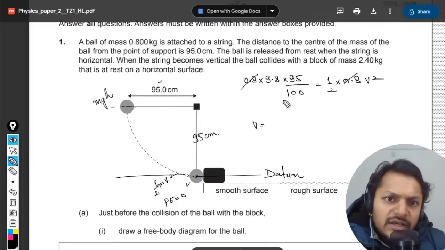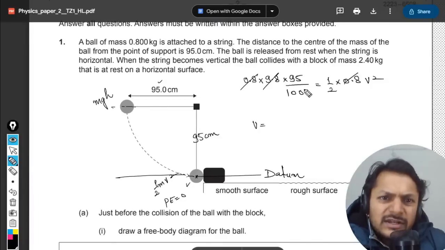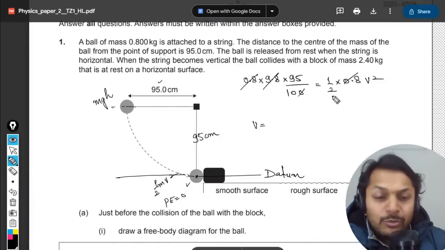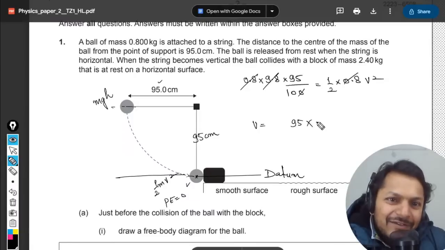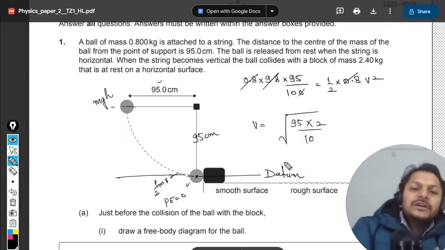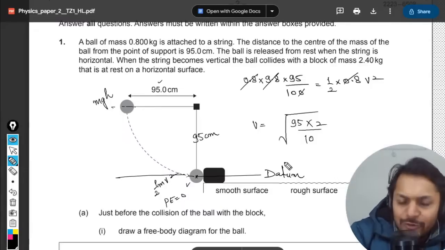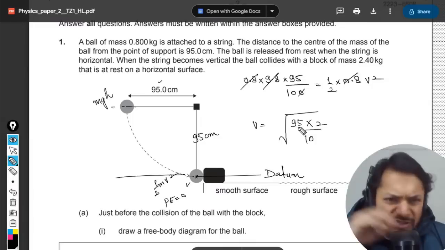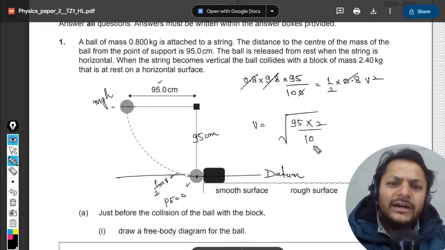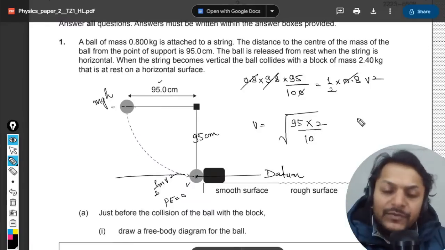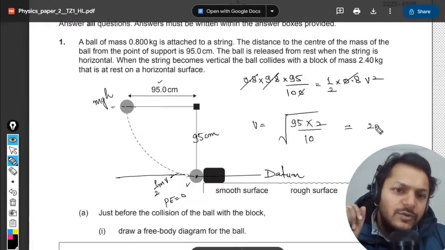Anyways, velocity will be approximately, you can take g as 10, but I don't know whether your book's answer will be doing that or not. Anyways, the square root of 95 into 2 divided by 10 will be the answer. I don't have the calculator with me presently. We can just assume it to be 100. So that will become 200, and the square root of 20 approximately.